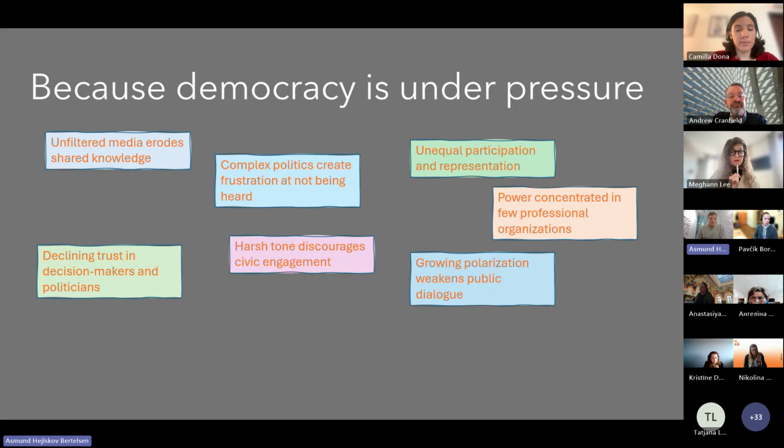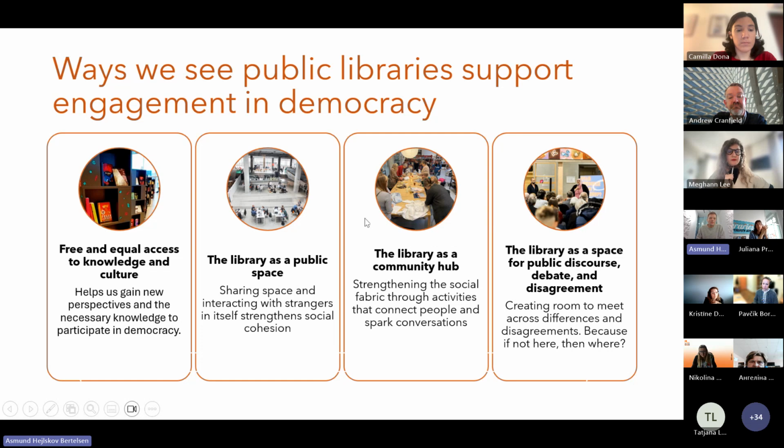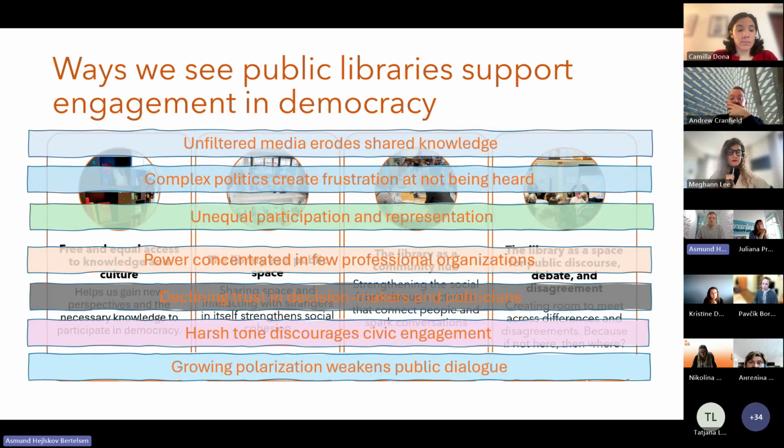And the starting question for this session today: what threats do you see to democracy and how can libraries help? And I would say that libraries can help with all of these threats, actually. It just depends on how we look at it. So when we take all of our main ways on how public libraries support democracy, we try to take the threats to democracy into account and see, when we do what we do, how can we then help to solve some of these challenges to democracy?